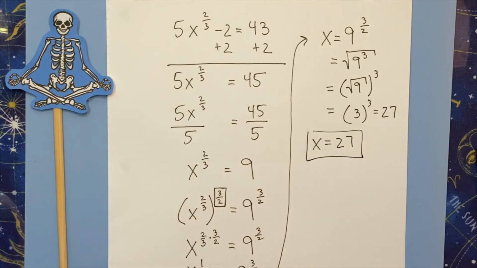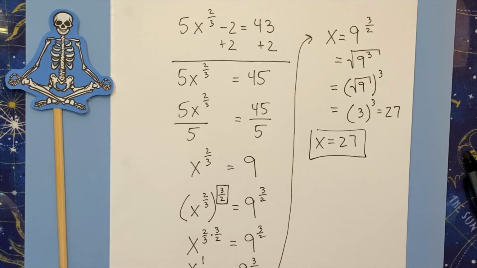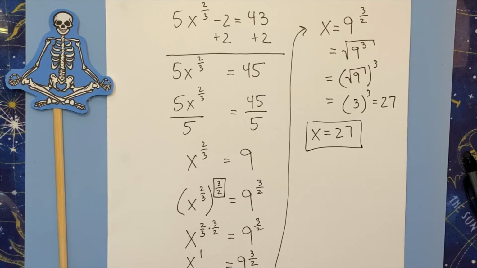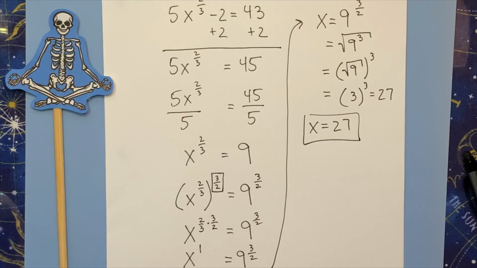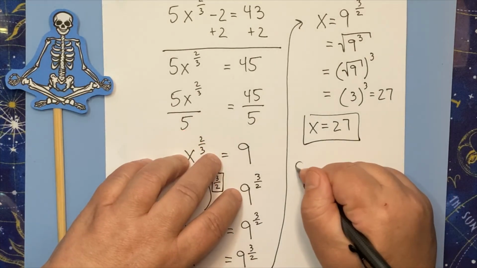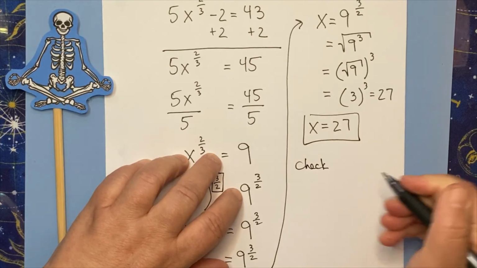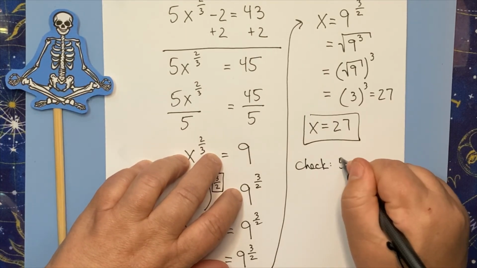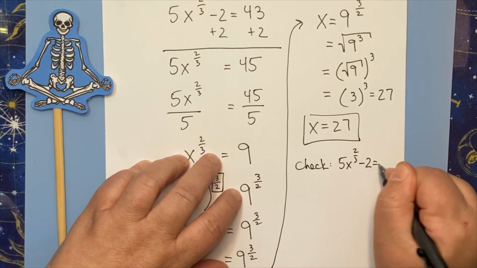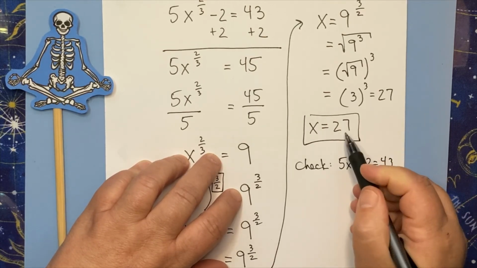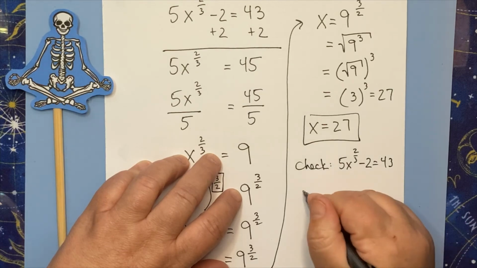Okay. Woohoo. So far, so good. We're almost there. I know it's been a long video. Remember, you can always pause a video, go take a break, get a snack, get some water, but we are in the home stretch. So let us do the check. I'll remind you that the problem itself was 5x to the 2/3 minus 2 equals 43. We only have one answer to check, which is great.